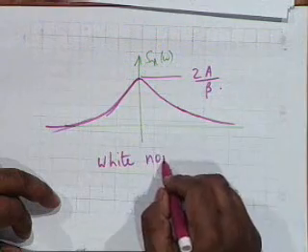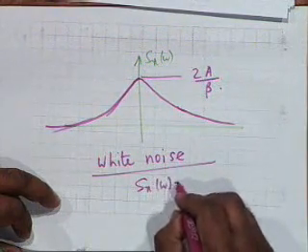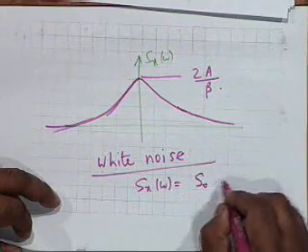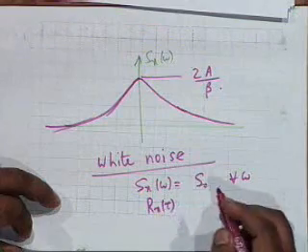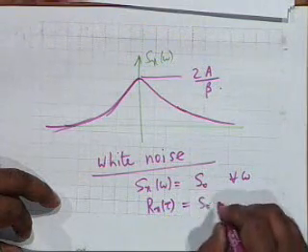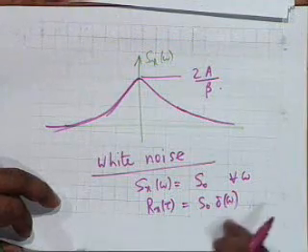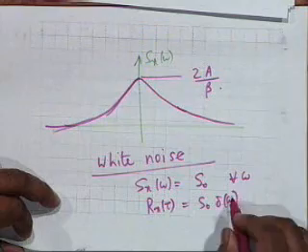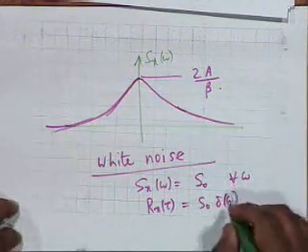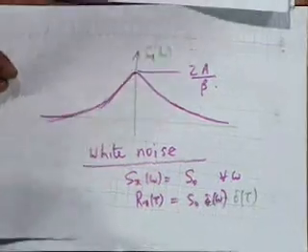I introduced this hypothetical concept. White noise: Sx of omega is equal to a constant S0 for all omega. So what is the autocorrelation function? It must be S0 delta of tau. That's correct, I made a mistake. S0 delta tau.